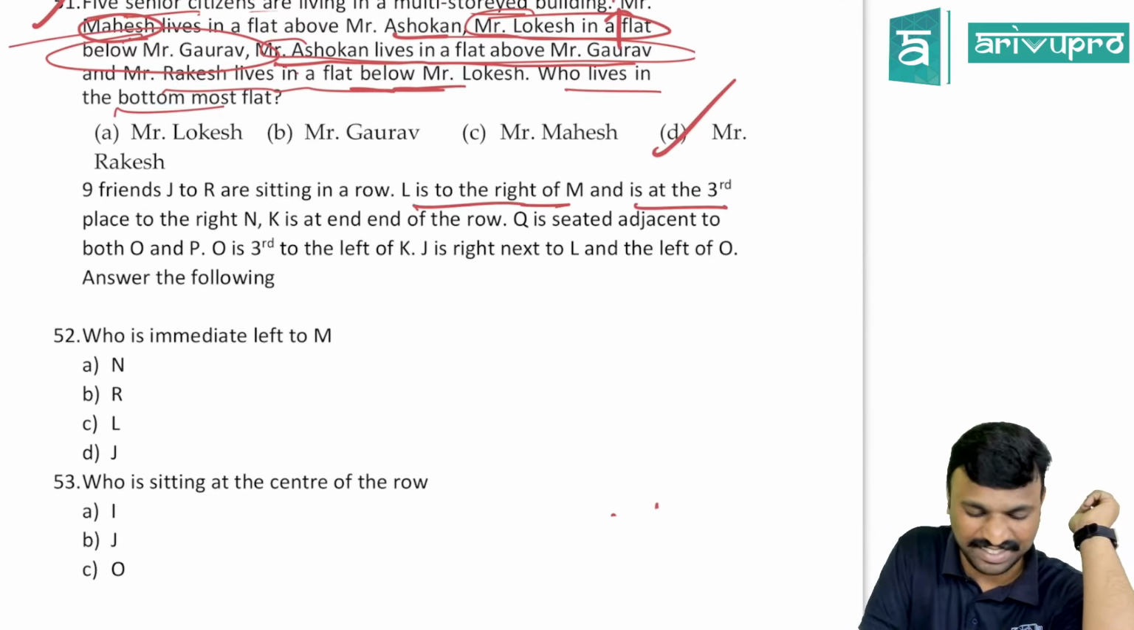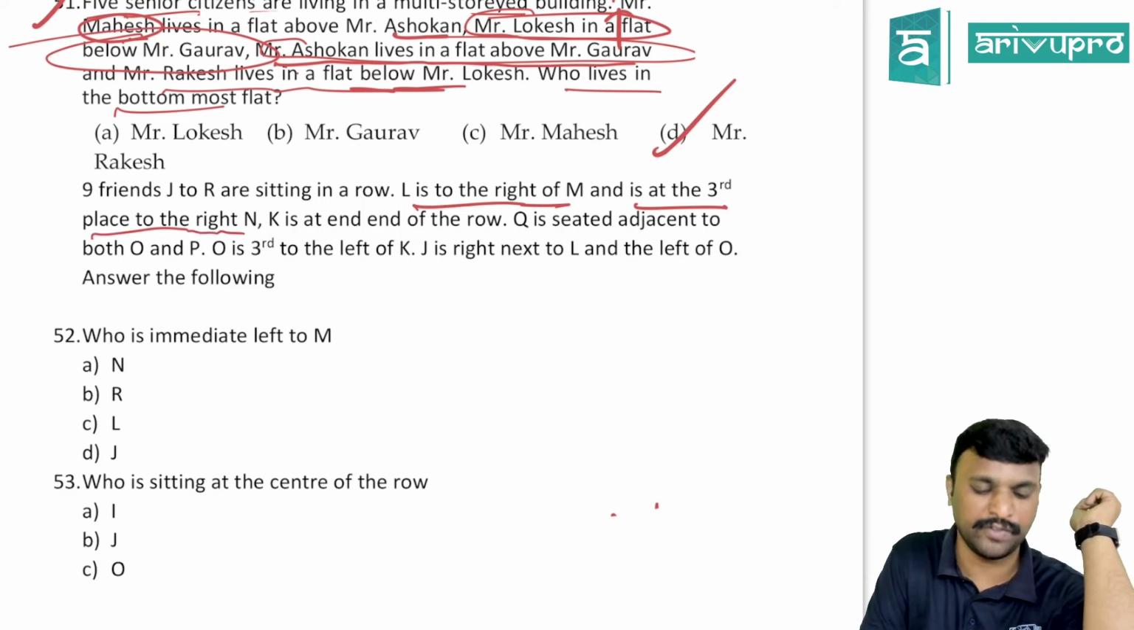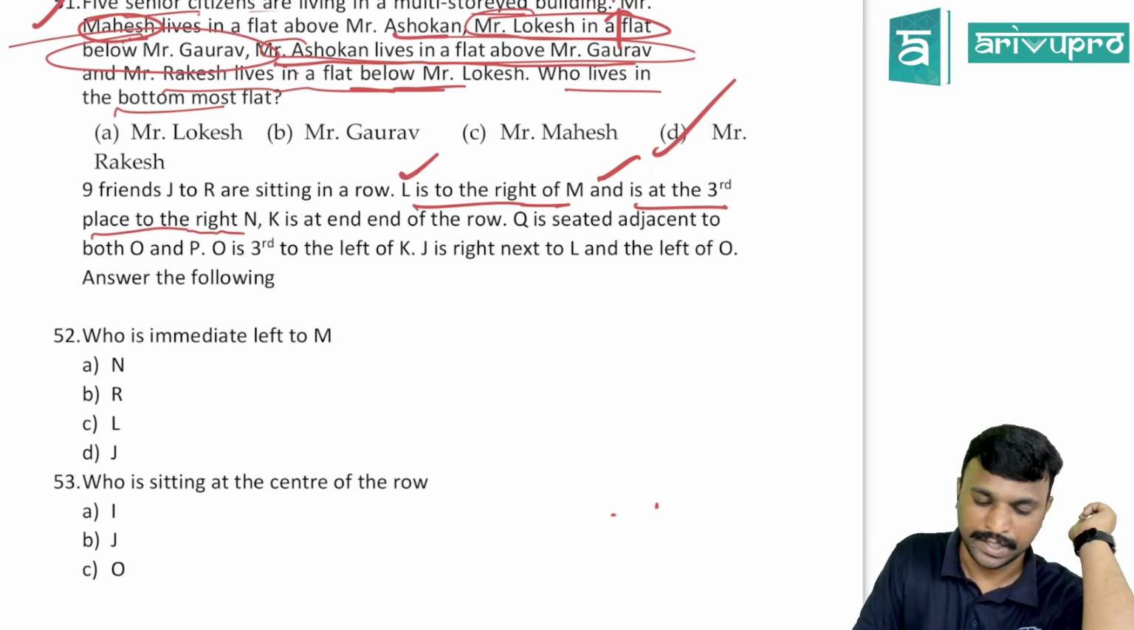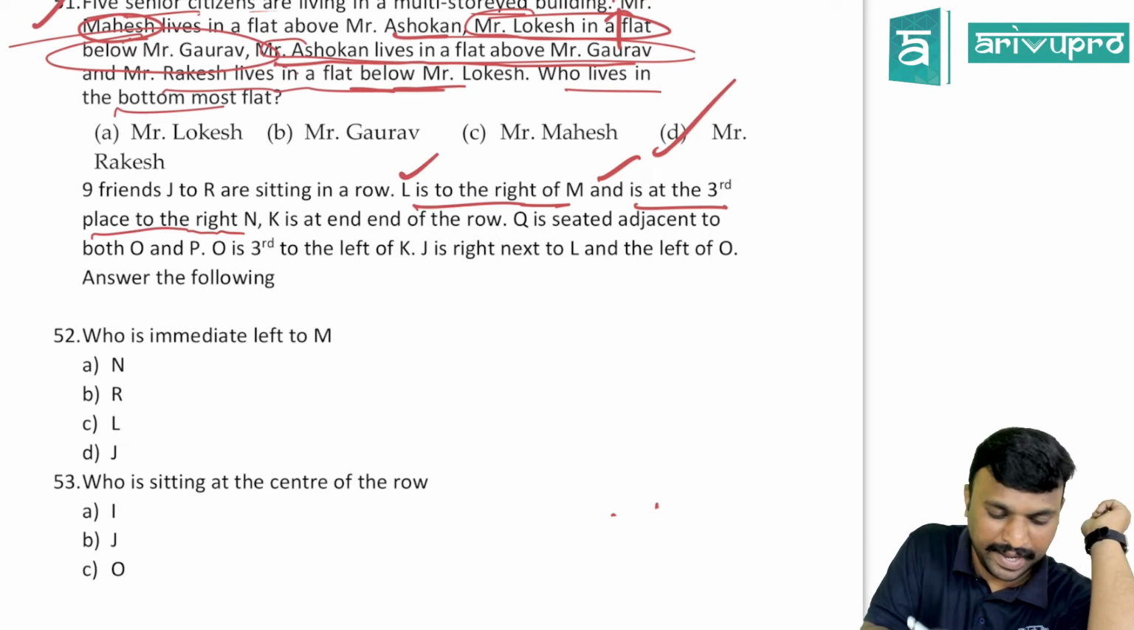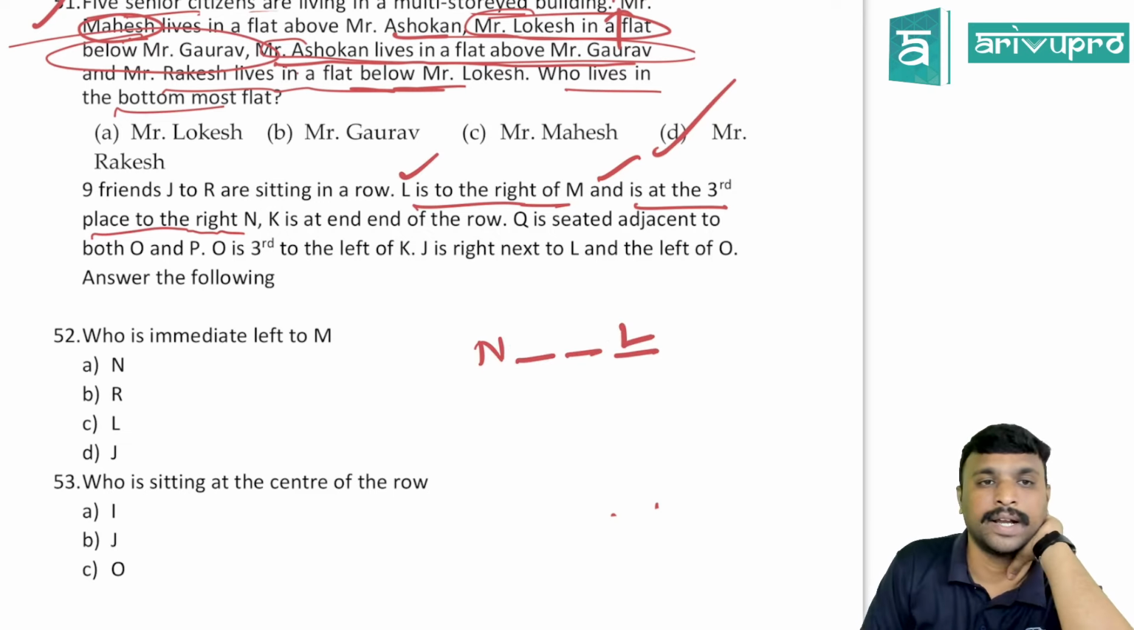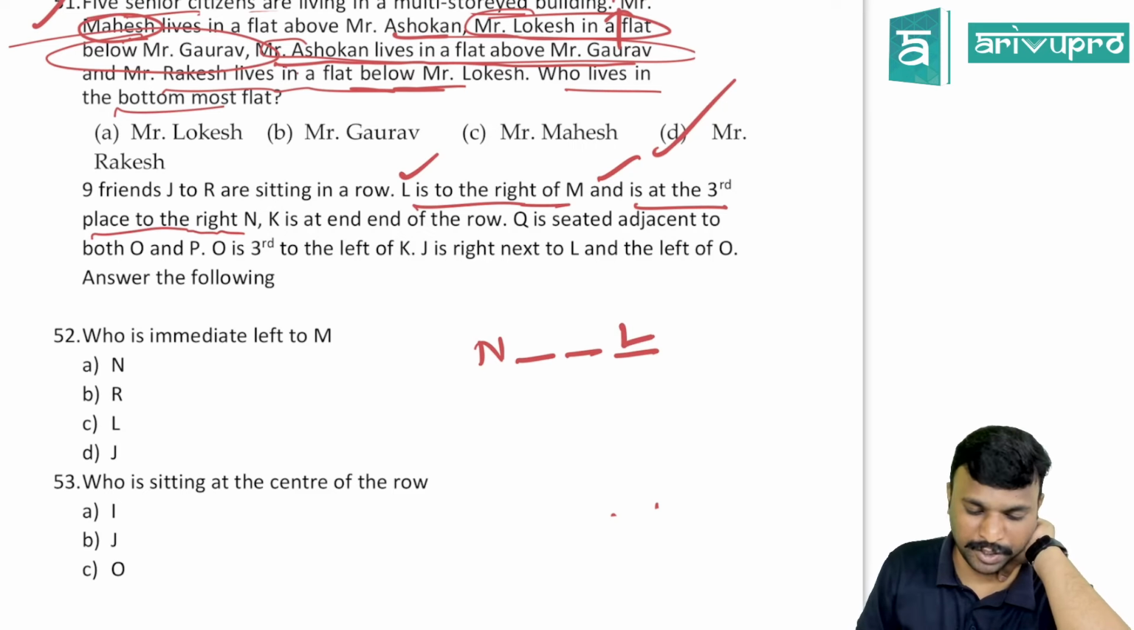And L is at third place to the right of N, and L refers to the first person. Who is the first person? L. So third place to the right of N. So N is a reference person. 1, 2, 3. So here comes L. Clear? Now always pick the short statements first, guys.